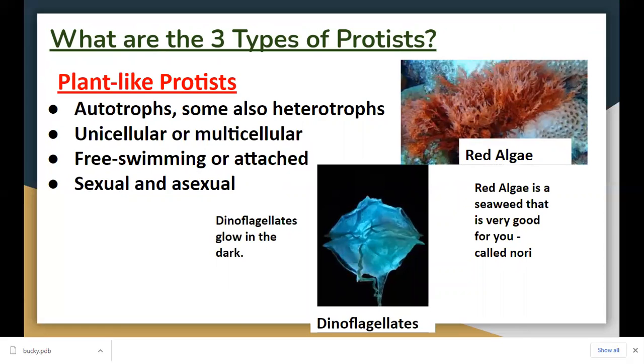And dinoflagellates. They glow in the dark. There's your luminescence, right? Those are plant-like protists.